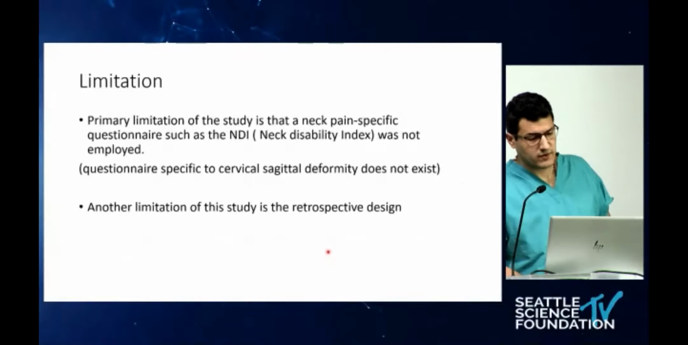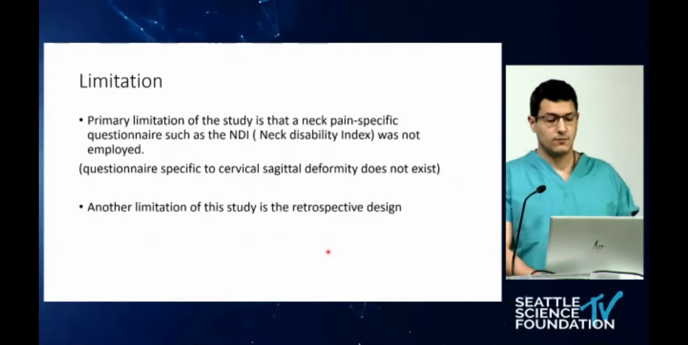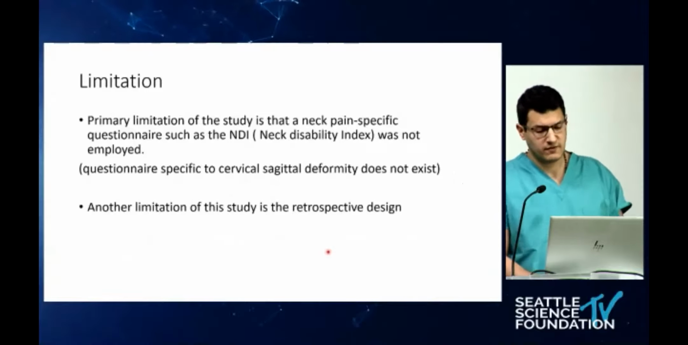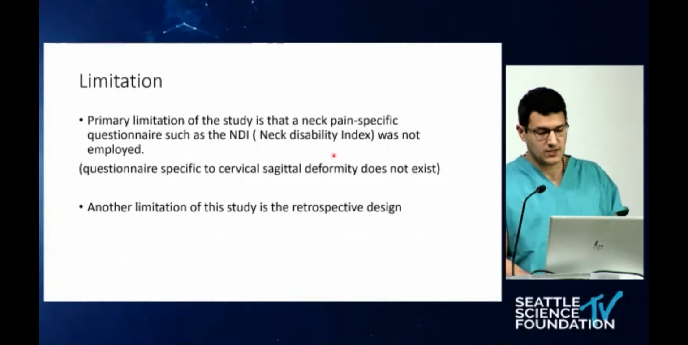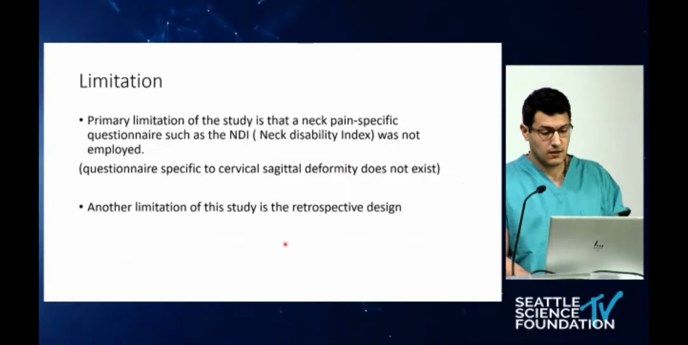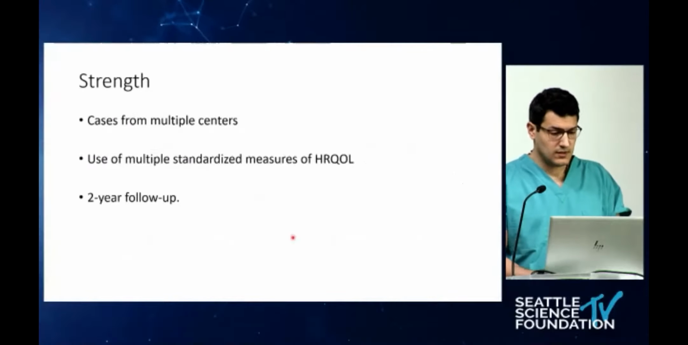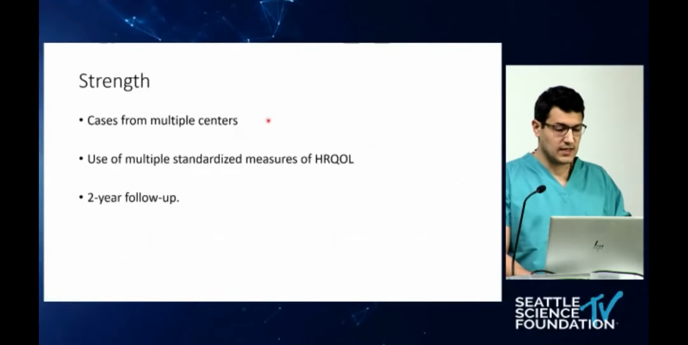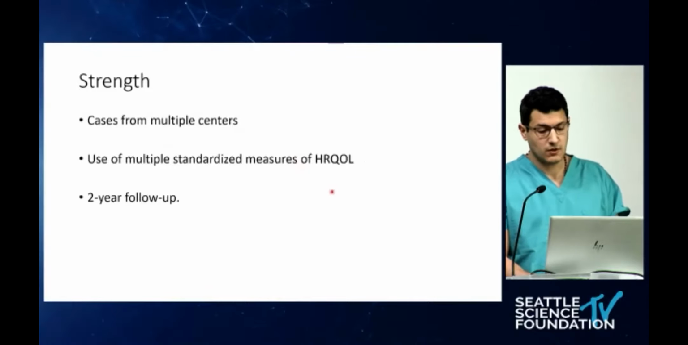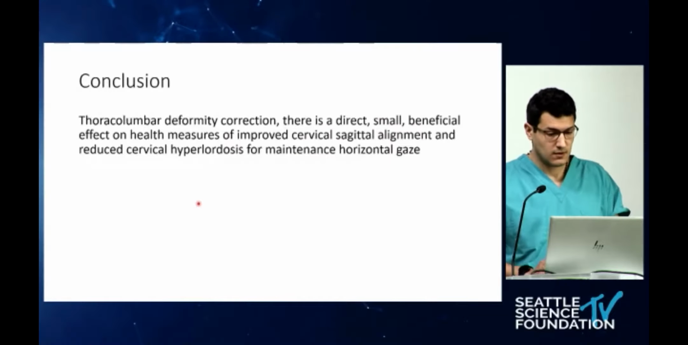Limitations of the study were mainly that no neck-specific questionnaire, such as the neck disability index, was used in this paper, and that it was done retrospectively. Strengths are that 11 sites were picked for patient selection, they used multiple standardized quality of life measurements, and the follow-up was 2 years.